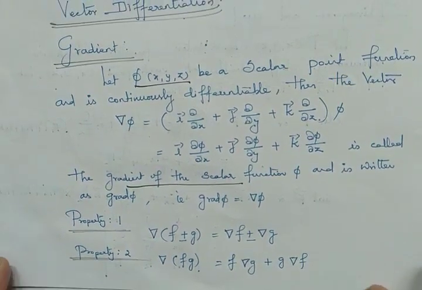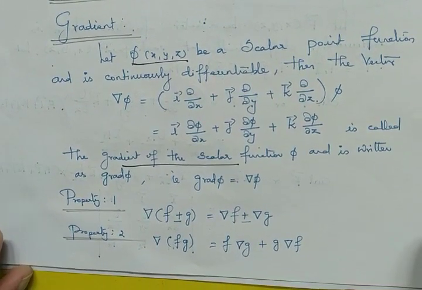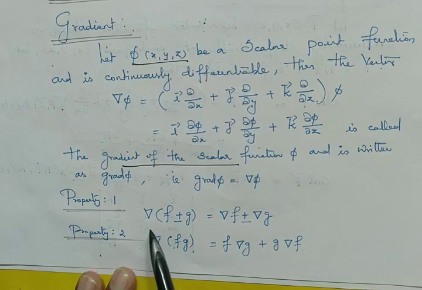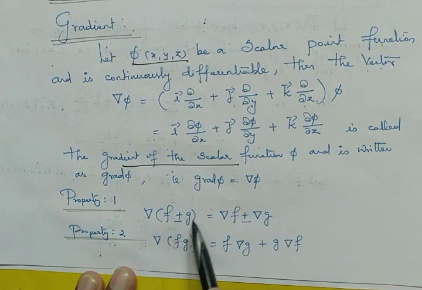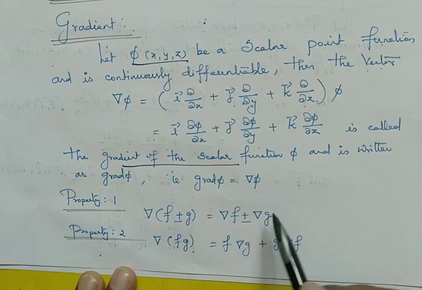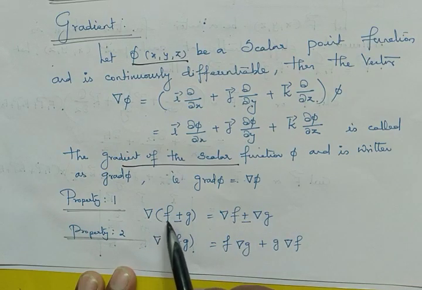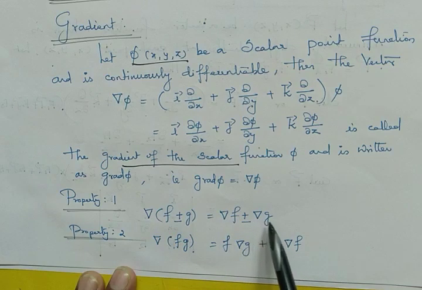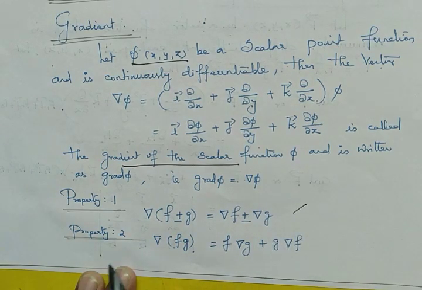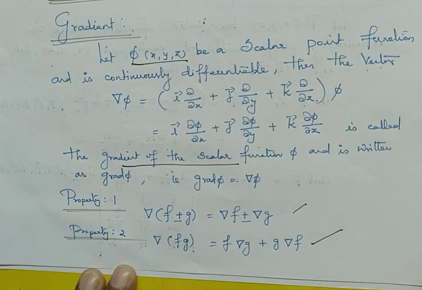Now we have a few properties for the gradient. Property 1: del of f plus g, where f and g are two functions, equals del f plus del g. Or if it comes as del of f minus g, it is del f minus del g. This is property number 1. And property 2 is the product: del of f into g equals f into del g plus g into del f. This is property number 2.